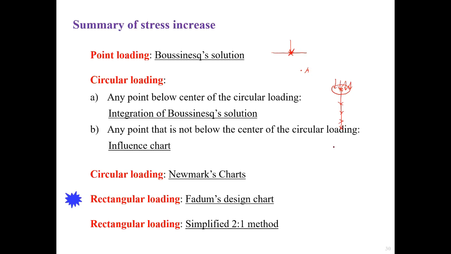And we also have another scenario. So that will be again the circular loading, and for any point that's not on the vertical line, we need to work out the radius A for the circular loading, and also the radius R from this point B to this vertical loading line, and then refer to the design chart or the influence chart to find the influence factor I sigma.